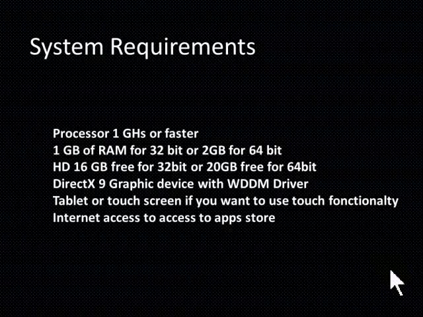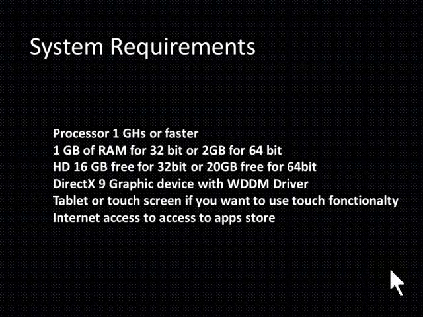We need to have Windows 8 installed in our machine and working fine. We need a processor of at least 1 gigahertz or faster. We need 1 gig of RAM for the 32-bit installation, and 2 gig of RAM for 64-bit installation. You need free hard drive space: 16 gig for 32-bit installation and 20 gig free space for 64-bit installation.